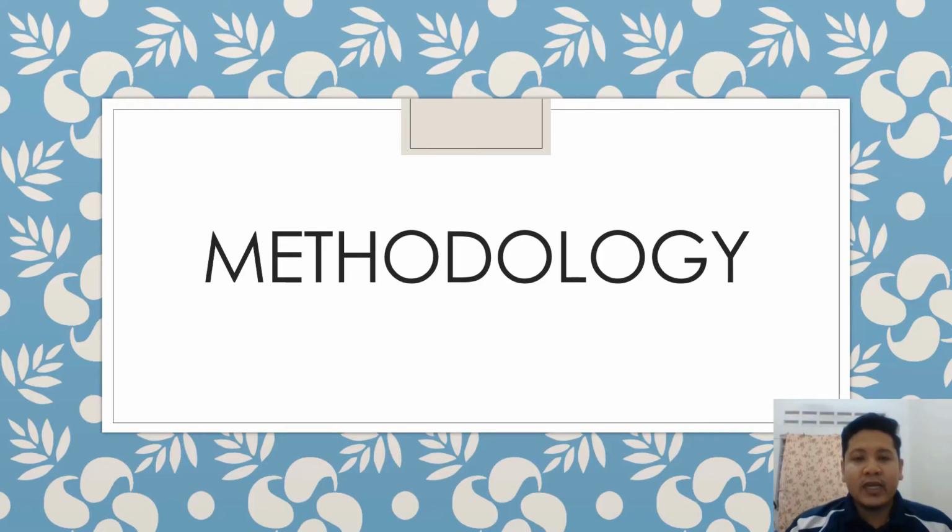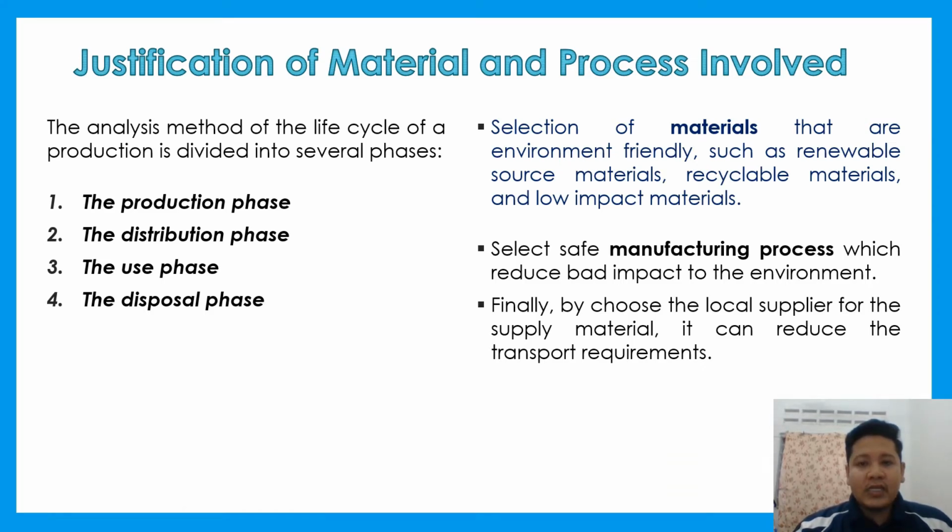Methodology of the project. Classification of material and process involved. The analysis method of the life cycle of a product is divided into several phases, which are the production phase, distribution, and the use and disposal phase. Select environmentally friendly materials, such as renewable source material, recyclable material, and low impact material. Select safe manufacturing processes which reduce the impact on the environment. Be friendly by choosing a local supplier for the supply material, which can reduce the transport requirement.